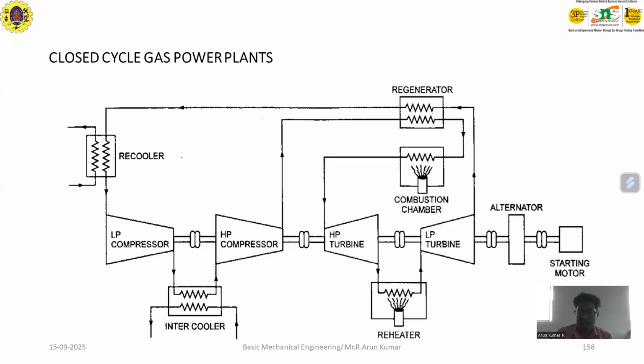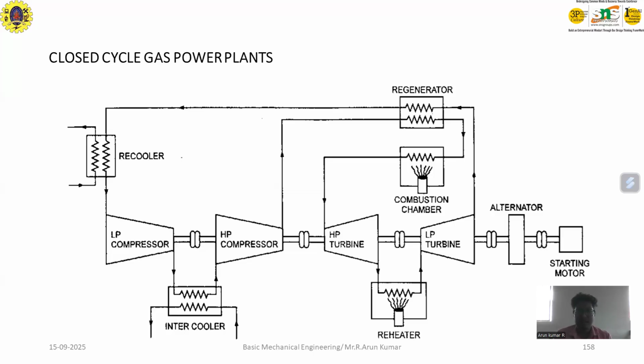This process is transferred again into the regenerator. So what is the purpose of the regenerator? The medium air is passed from the low pressure turbine and again processed through the recooler. So it is coming back to the normal stages. Then further we move to the low pressure compressor, which is connected to the intercooler and the high pressure compressor.